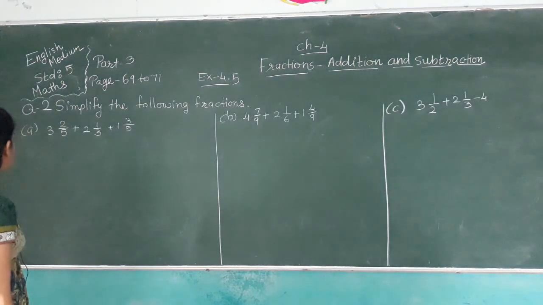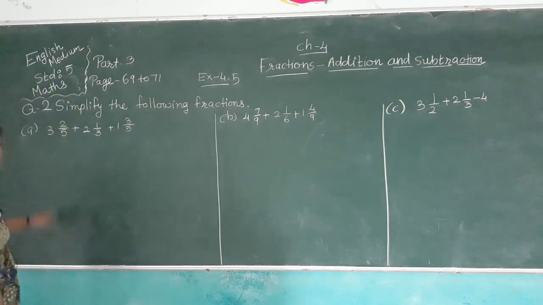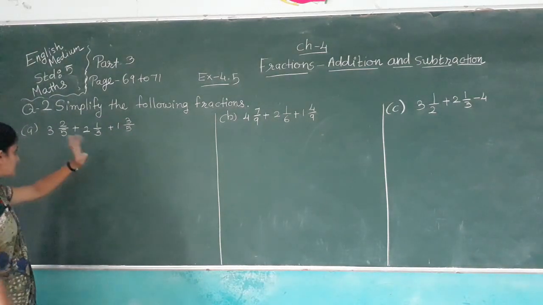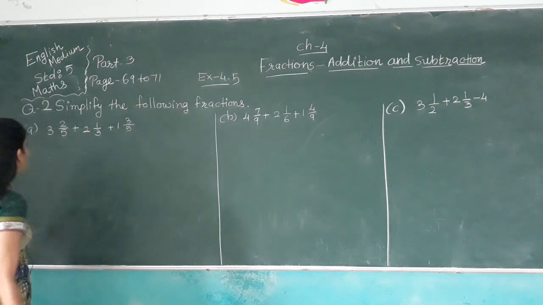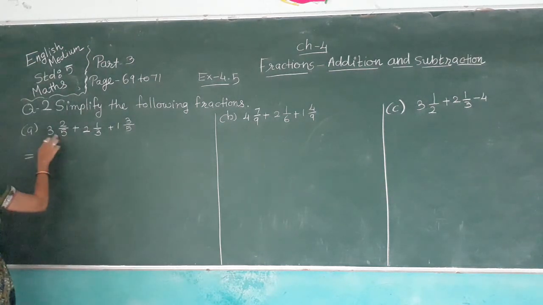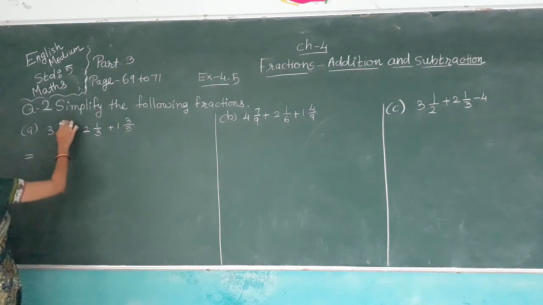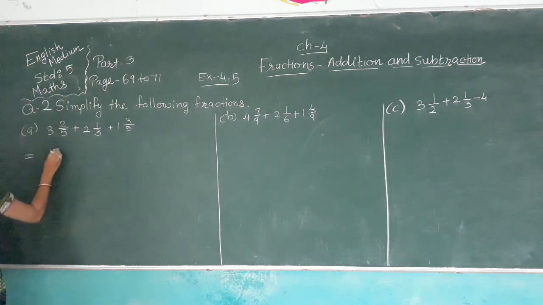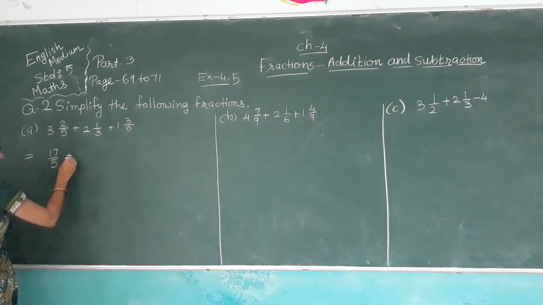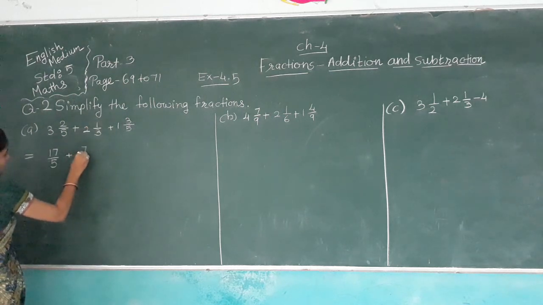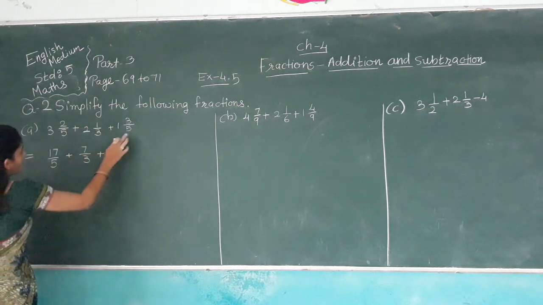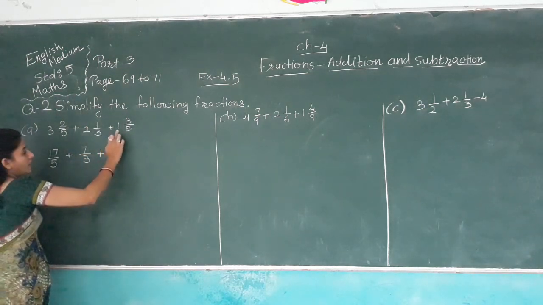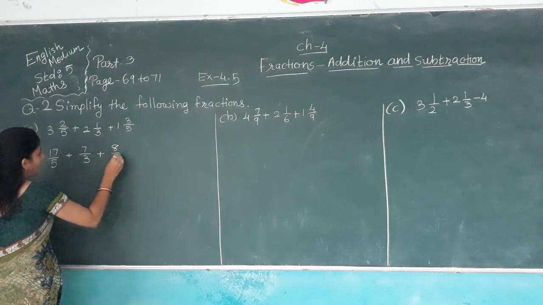Now next question, simplify the following fraction. This one is a mixed fraction. So first convert these fractions into improper fractions. 5 threes are 15, 15 plus 2, 17 out of 5. Plus 2 threes are 6 plus 1, 7 out of 3. 5 ones are 5 plus 3, 8 out of 5.